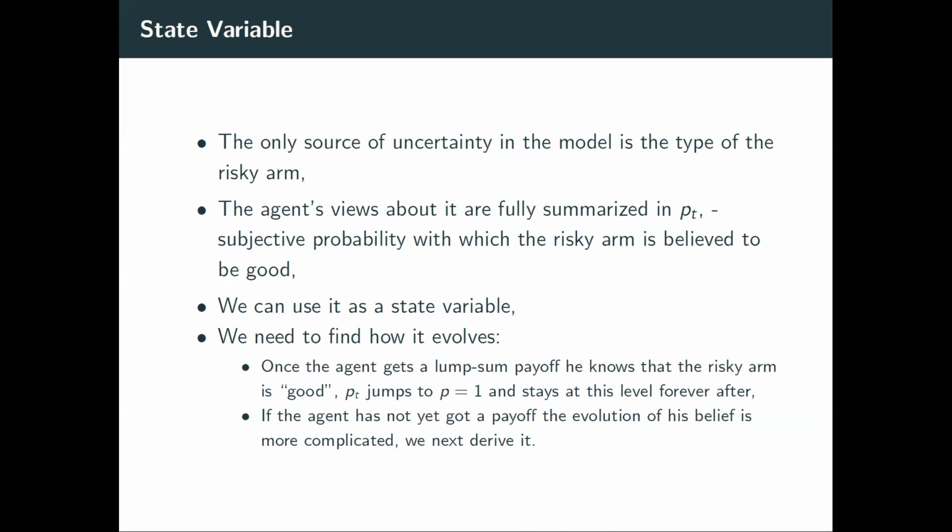And therefore, your views about this uncertainty are summarized in your current belief with which this risky arm is good. We'll denote this current belief at moment t as p_t. Remember that we have an initial value for it, p_0, so it's a starting point in terms of your belief. And we'll use exactly this belief, the belief that the risky arm is good, as a state variable.